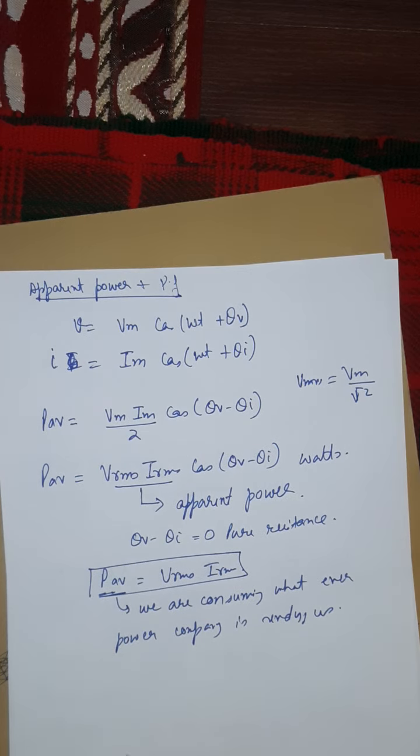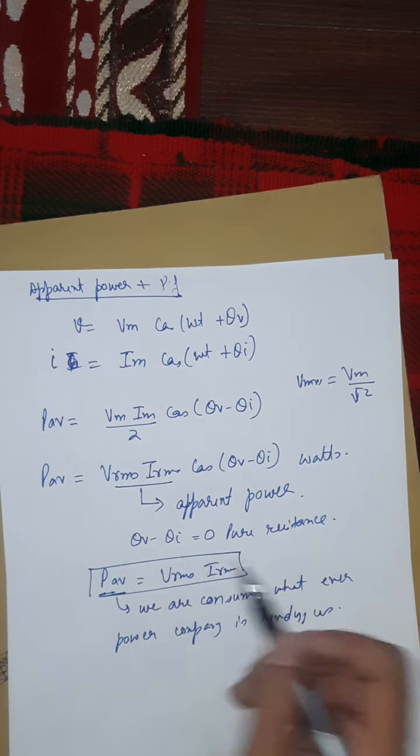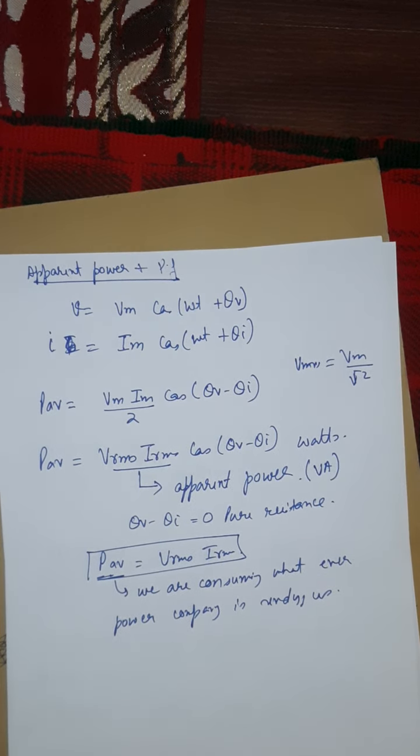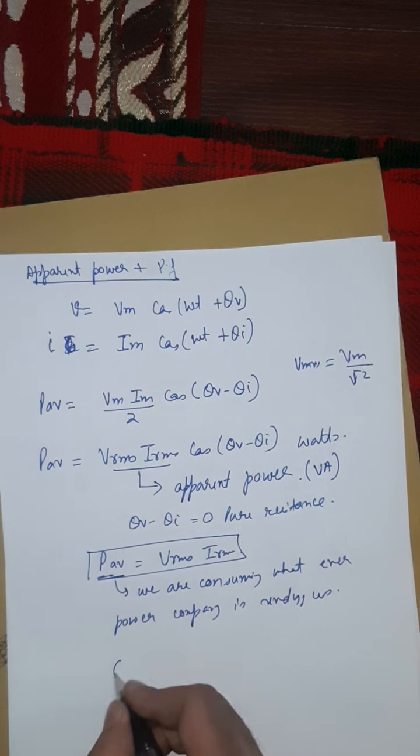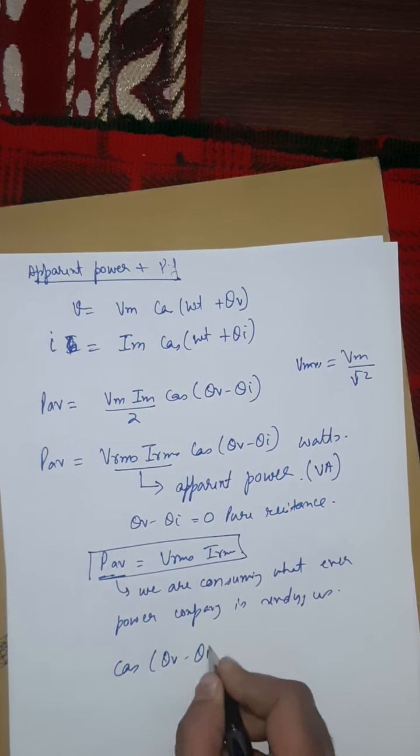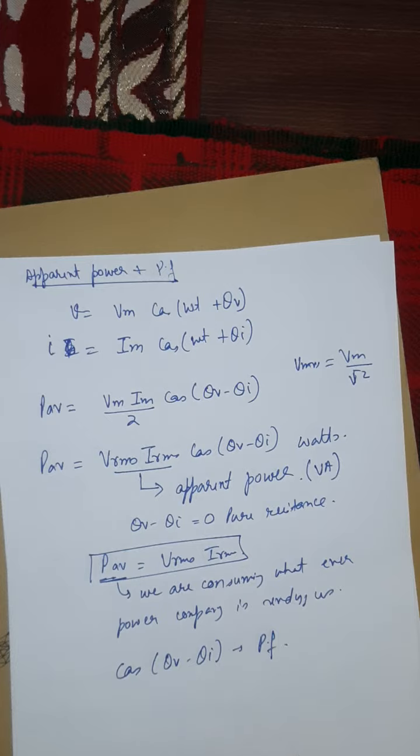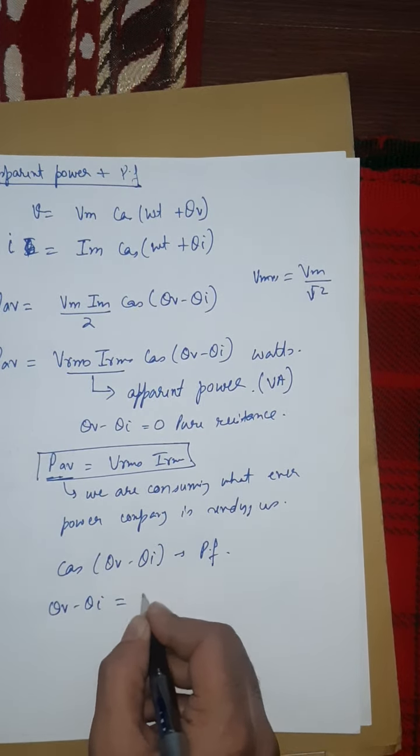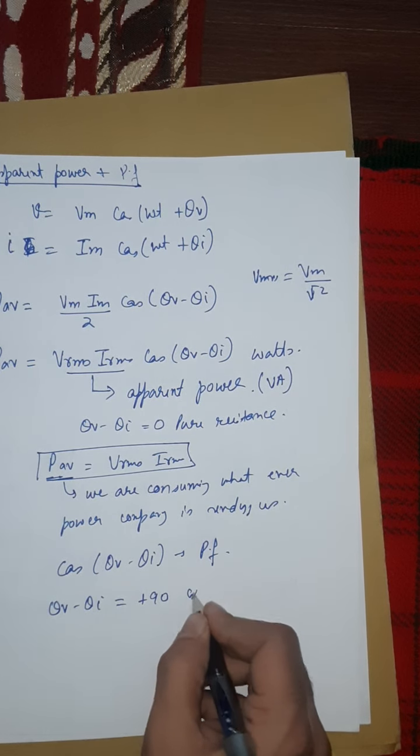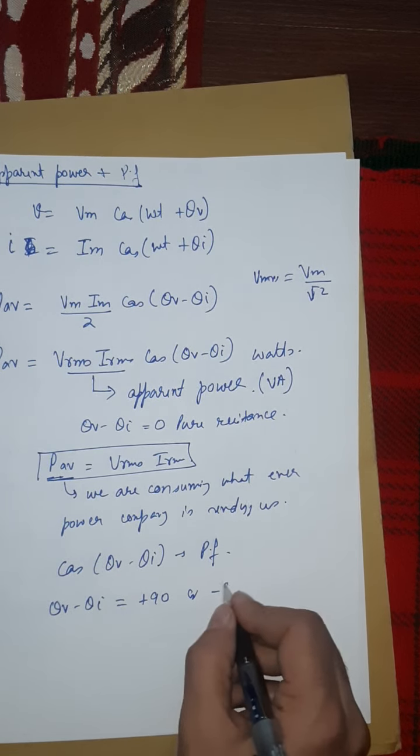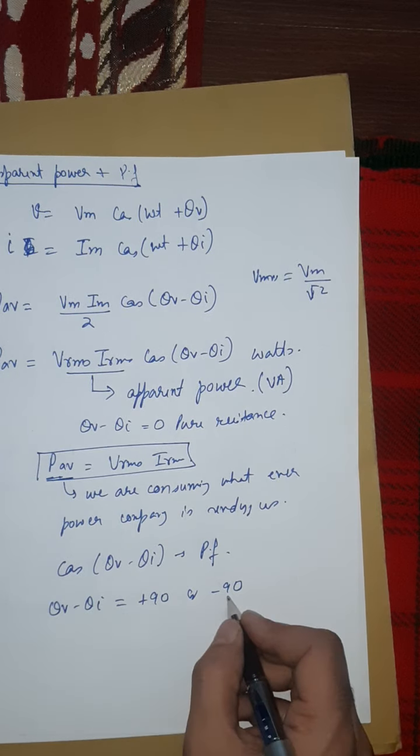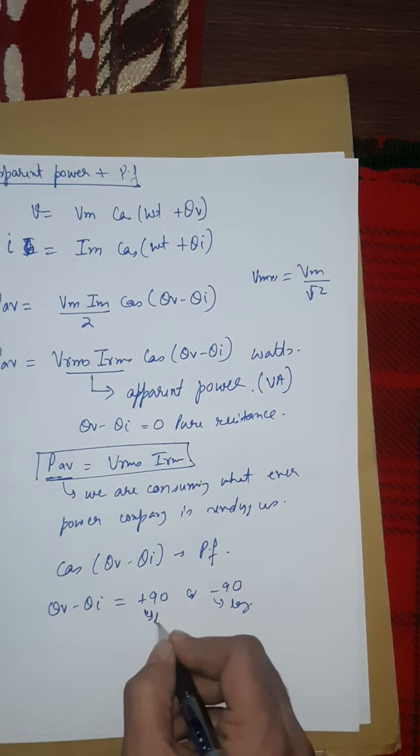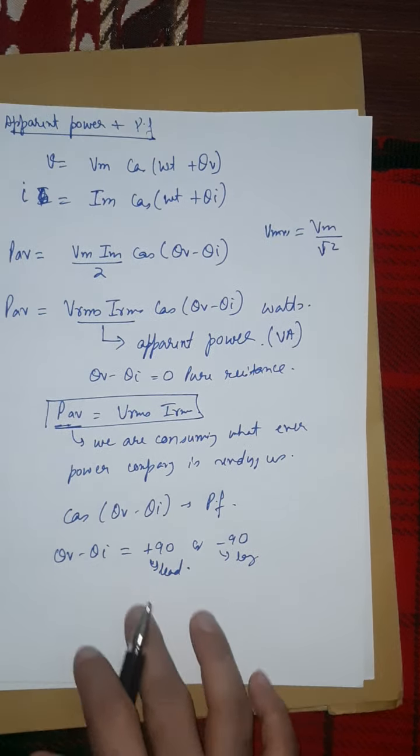Okay, and its apparent power, which is equal to Vrms into Irms, has units of volt-amperes, and this cos(theta v minus theta i) is called the power factor. So theta v minus theta i can be plus 90 or minus 90. Plus 90 for a purely capacitor and minus 90 for a purely inductor. Why minus 90? Because it is lagging, and plus 90 because it is leading. Got it?